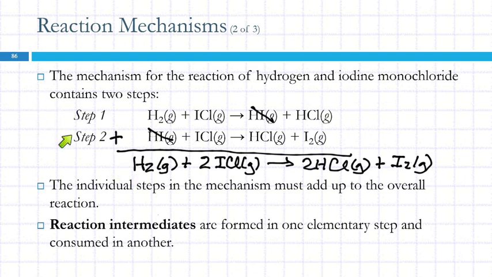The mechanism tells us about the individual steps. So this is an elementary step where a hydrogen molecule is crashing into an ICl molecule, and that's making HI and HCl. But the HI will then go on to crash into another ICl molecule and make HCl and I2. So reaction intermediates are things like HI that get made as part of this reaction mechanism, but then get destroyed again. They're formed in one step and consumed in another, and looking from the outside, you never see them. Does anybody have any questions about that?